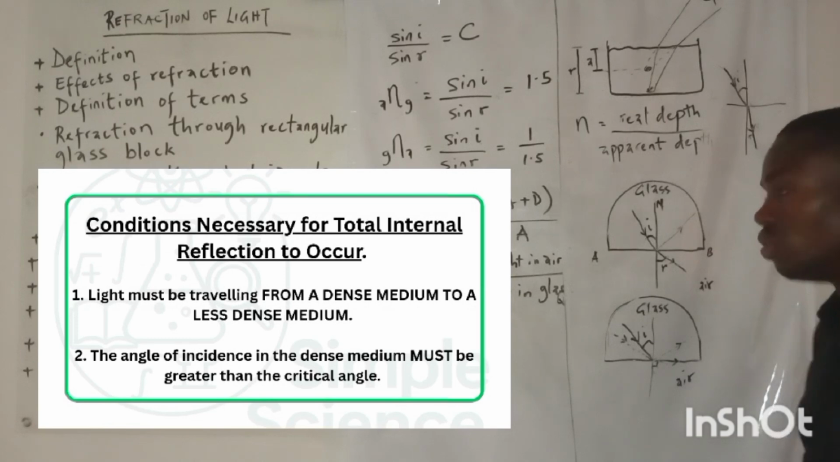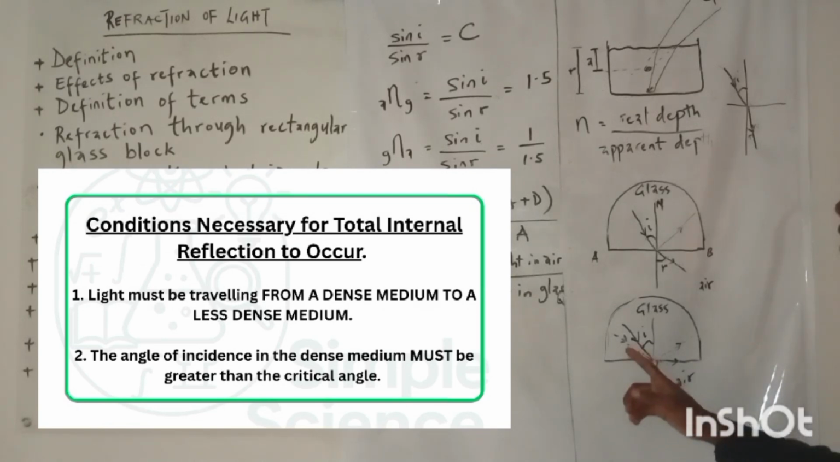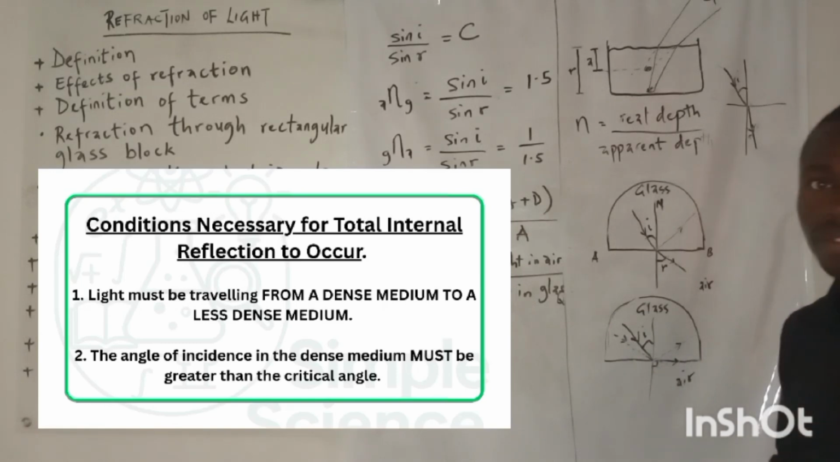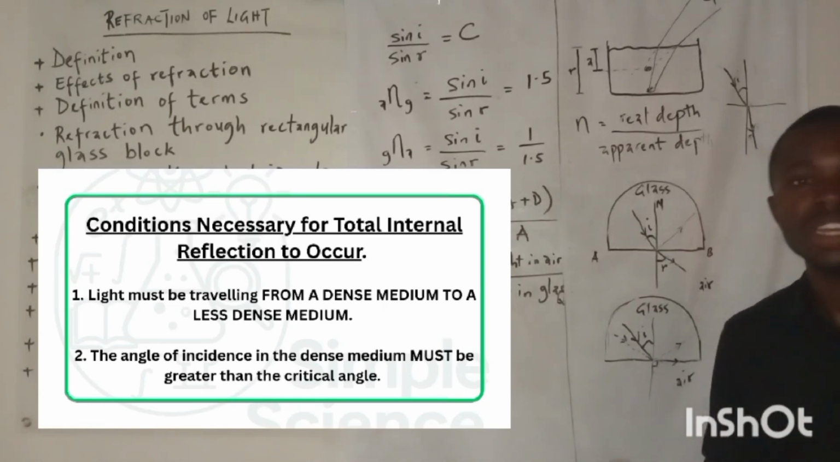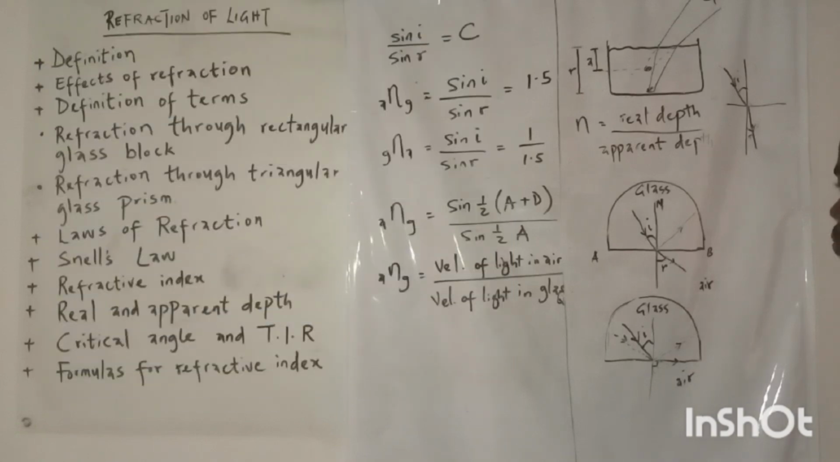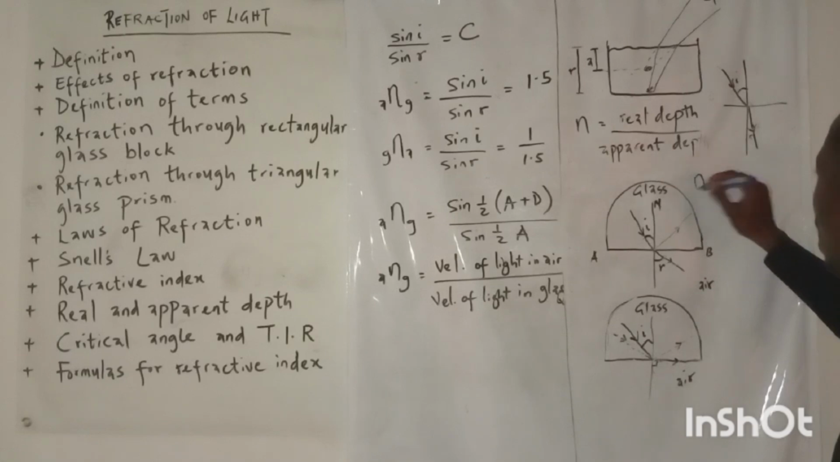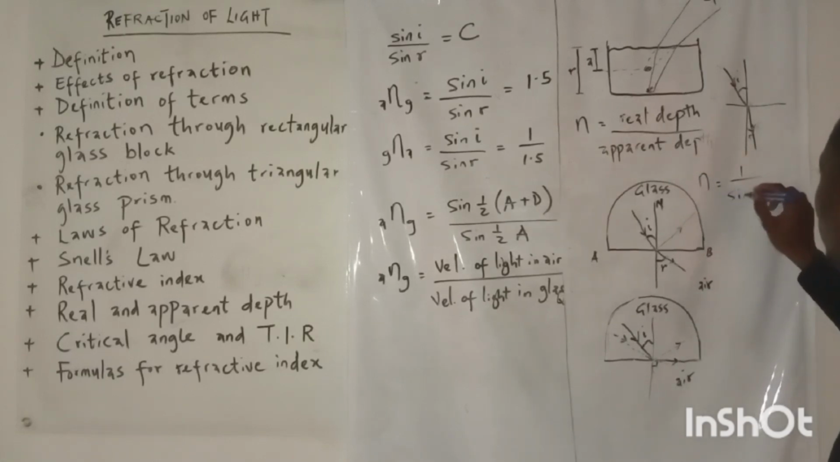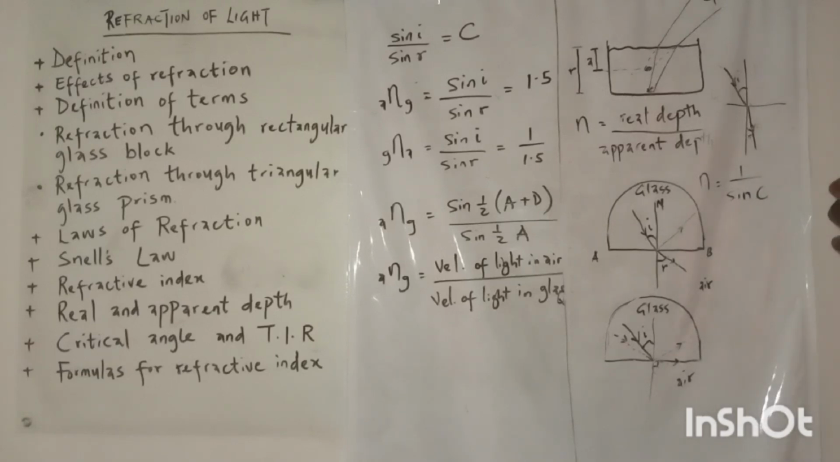And then the second condition is that the angle of incidence in the dense medium must be greater than the critical angle. So these are the two conditions that are necessary for total internal reflection to occur given any two media. And then that brings us to the formulas for refractive index. Now, in this case, the refractive index n is equal to 1 over sine C, where C is the critical angle.